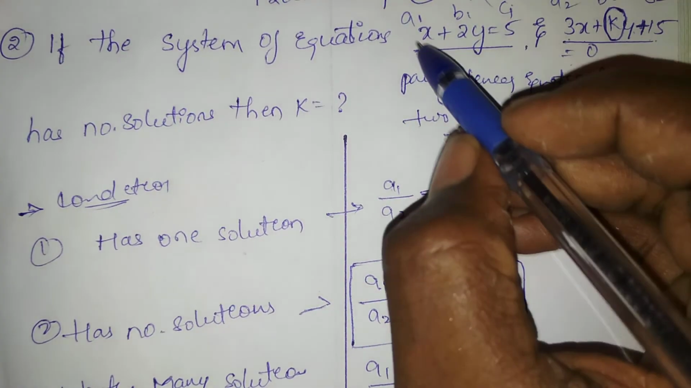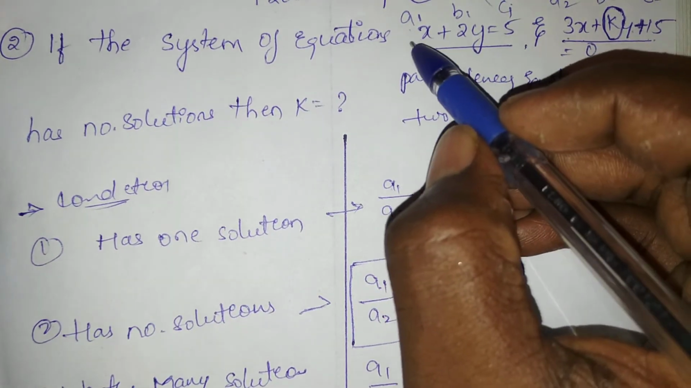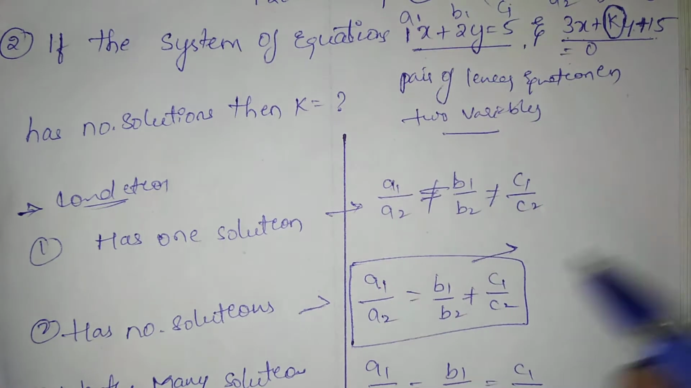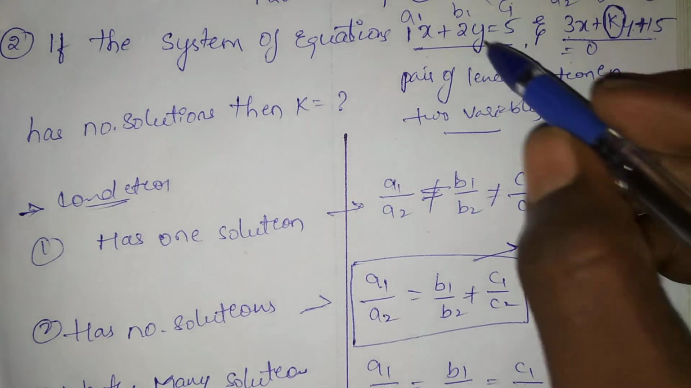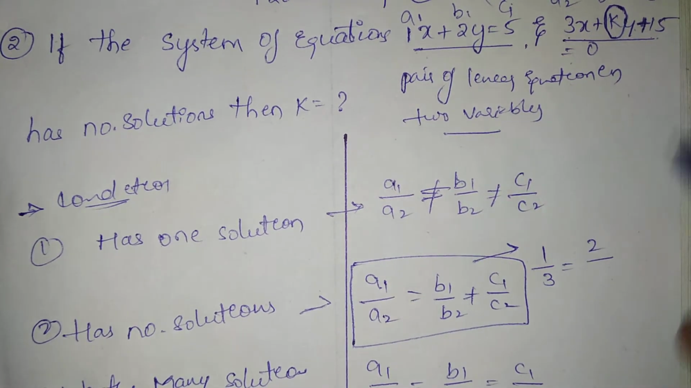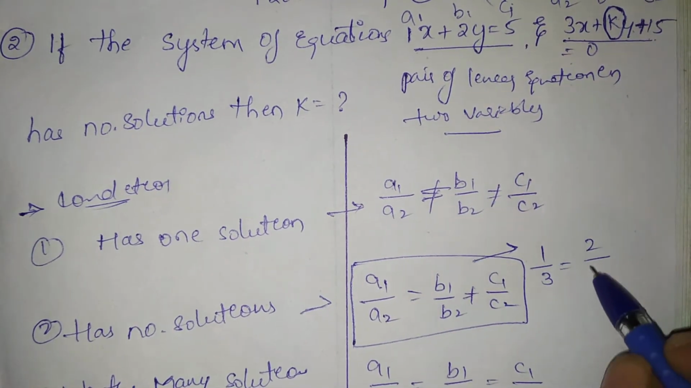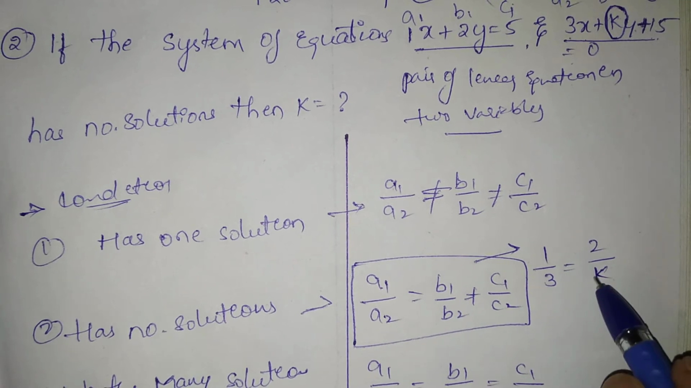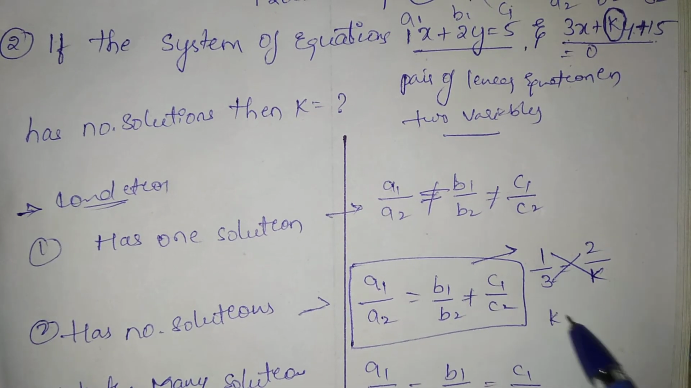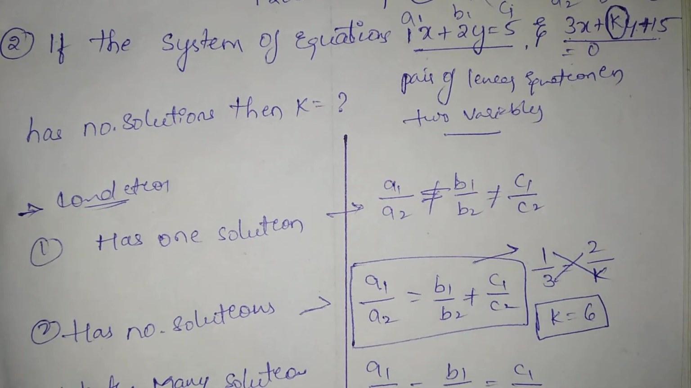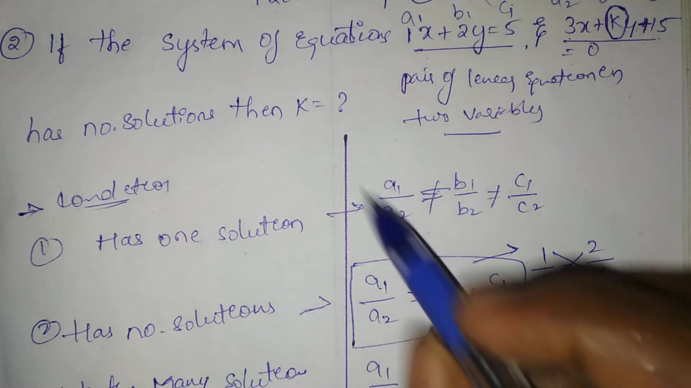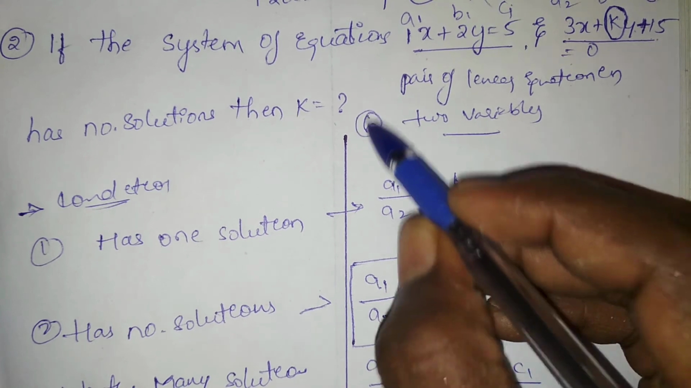Here a1 is equal to, there is no coefficient here, so we consider 1. 1 by 3 is equal to, and b1 is equal to 2, and we have k with respect to k. According to cross multiplication, k is equal to 2 into 3, 6. The value of k is equal to 6.